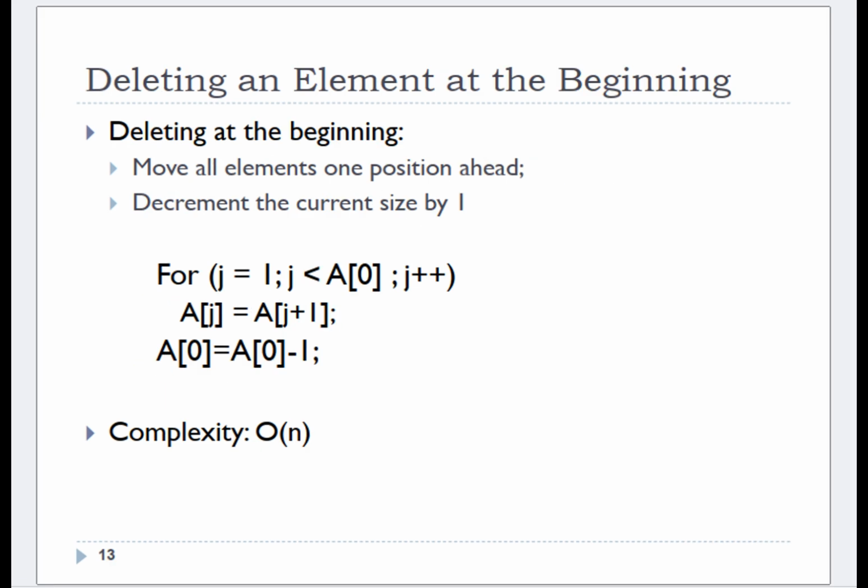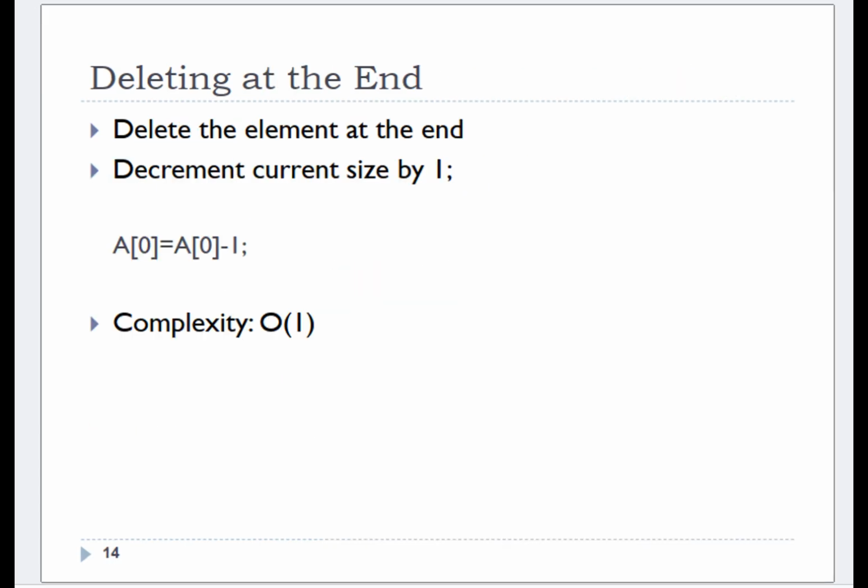12. Deleting an element at the beginning. Move all elements one position ahead and decrement the current size by 1. for (j = 1; j < A[0]; j++) A[j] = A[j+1]; A[0] = A[0]-1. Complexity: O(N).